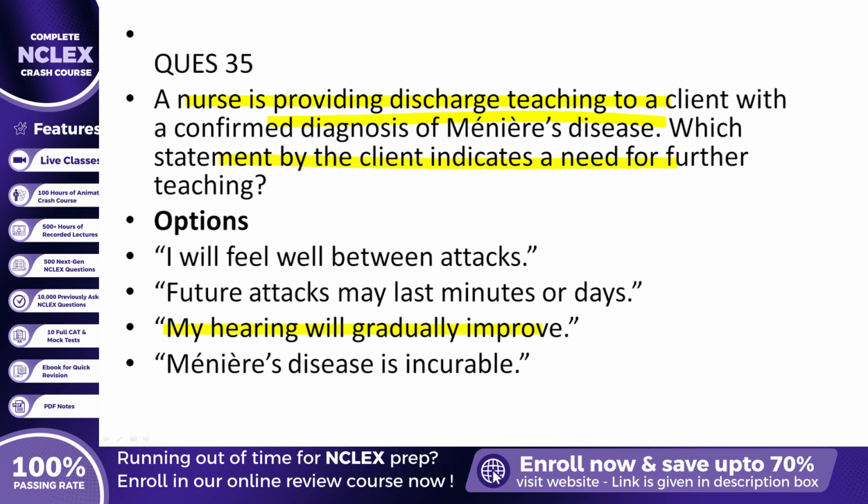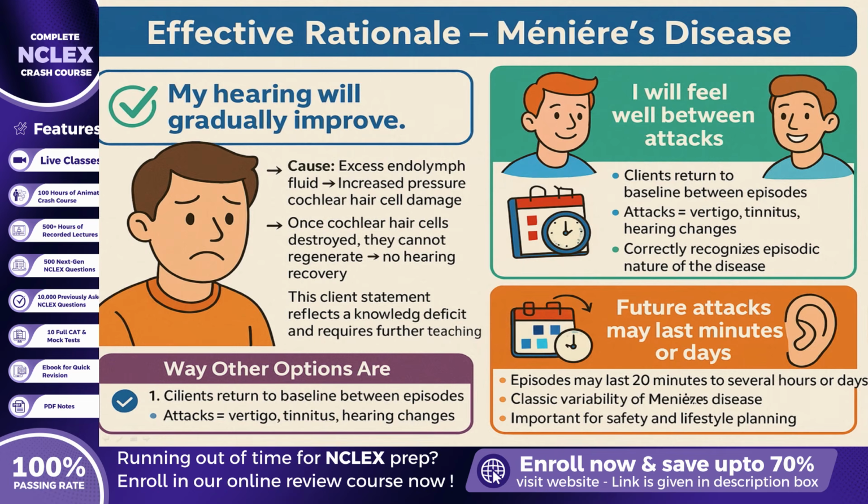This is incorrect because hearing loss associated with Meniere's disease is progressive and irreversible. The disease results from an excessive buildup of endolymphatic fluid within the inner ear, leading to increased endolymphatic pressure. Over time, repeated episodes of vertigo, tinnitus, and ear fullness cause irreversible damage to the hair cells of the cochlea, resulting in progressive sensorineural hearing loss. Once these delicate cochlear hair cells are destroyed, they cannot regenerate, meaning that hearing recovery is not possible. Therefore, this client's belief reflects a knowledge deficit and indicates a need for further teaching.